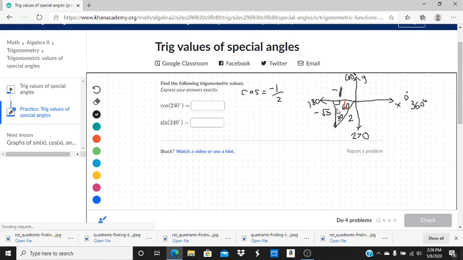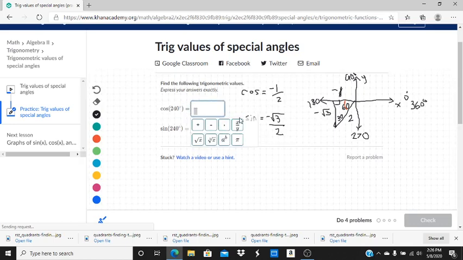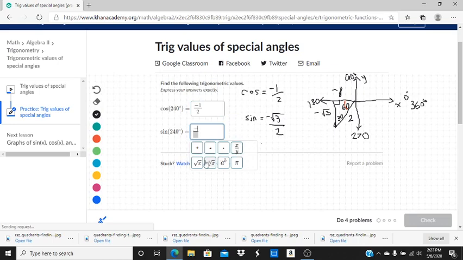My sine is going to be the opposite side of the reference angle. So sine is going to be negative square root of 3 over the hypotenuse, which is 2. And these are the exact values. Your calculator would approximate this, so don't use a calculator. Put in the exact values: the square root of 3, and put it over 2.